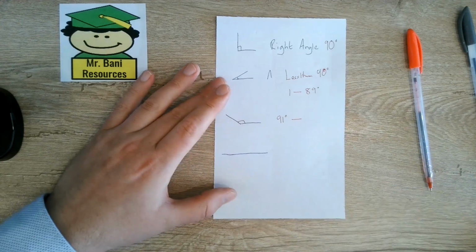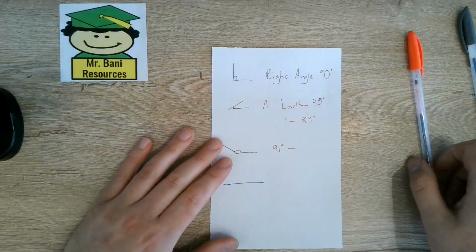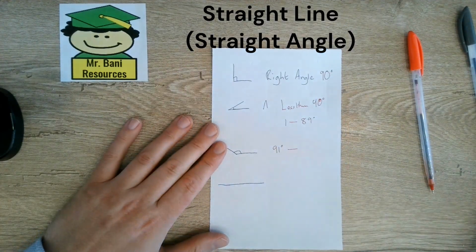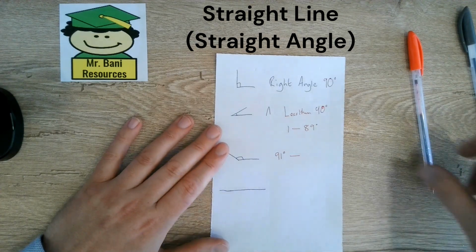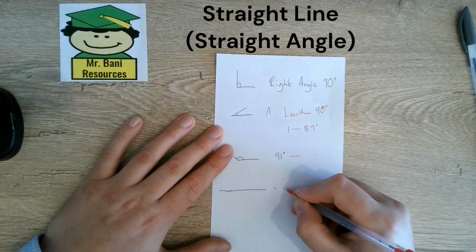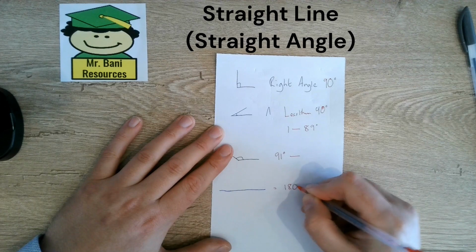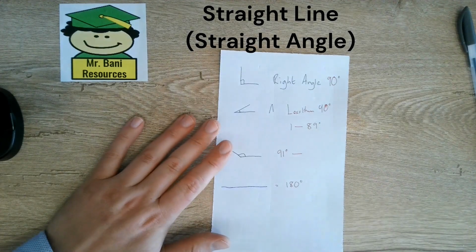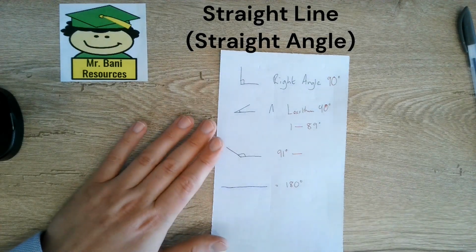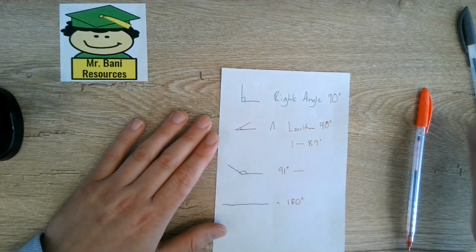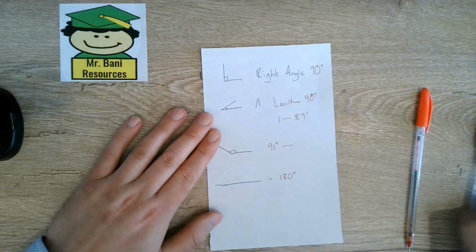Don't forget, we got that one as well, haven't we? So, it's not 0. 180 degrees. So a straight line is 180 degrees. Yeah, a horizontal line is 180 degrees. So, let me show you how it works then, yeah? Let me get my pens back out.